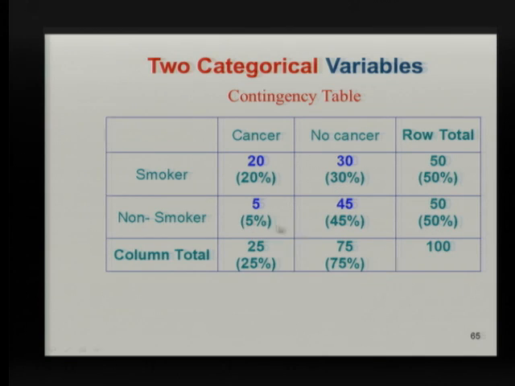But for non-smokers it is 5-45. So 20-30 versus 5-45. The distribution is quite different. Right? This is 2-3. This is 1-9. Okay. So if you see a big difference in the distribution pattern between these two rows, that is indicating that there is some correlation between smoking status and lung cancer, right?